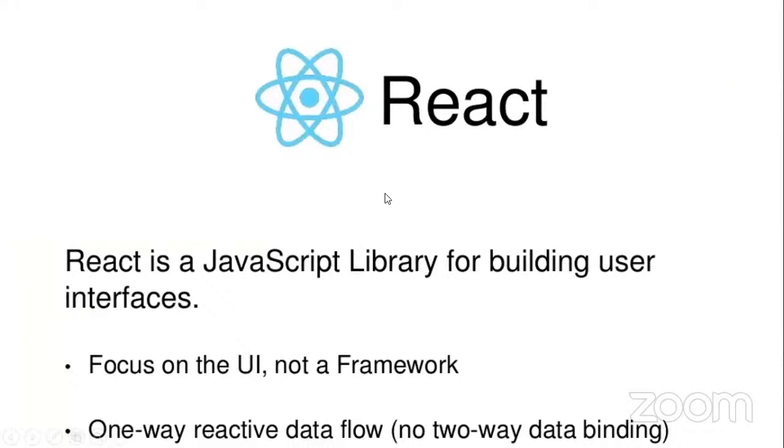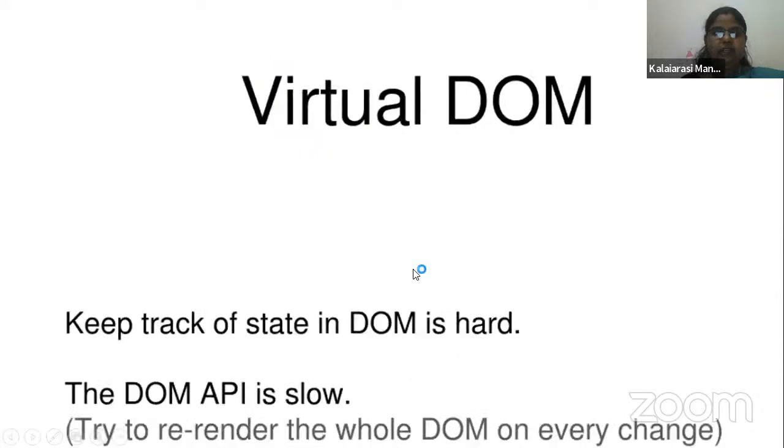Okay. So React is a JavaScript library. We all focus on UI, not the framework. And there is only one way reactive data flow. When we implement Flux architecture with the help of Redux, we are able to do unidirectional one-way data rendering.